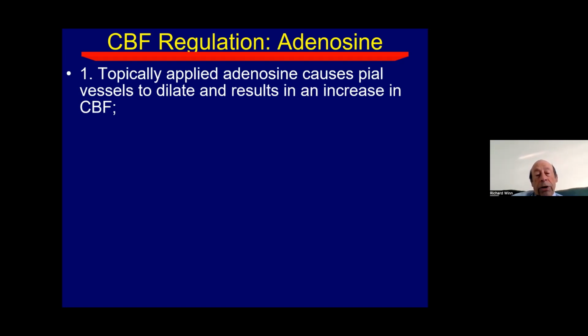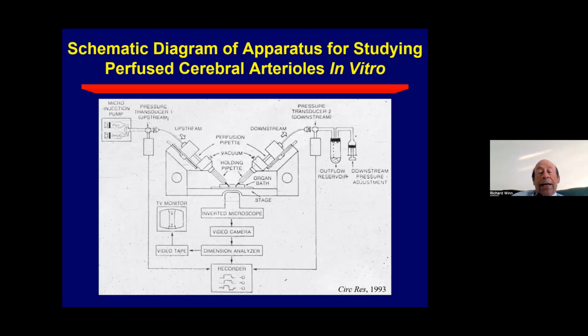So here's what, and again, I apologize, a very personal visit, here's what we found in regard to the brain and adenosine and blood flow regulation, and I'll present the data in more detail subsequently. But number one, topically applied adenosine causes pial vessels to dilate and results in an increase in cerebral blood flow. So how did we come to this conclusion?